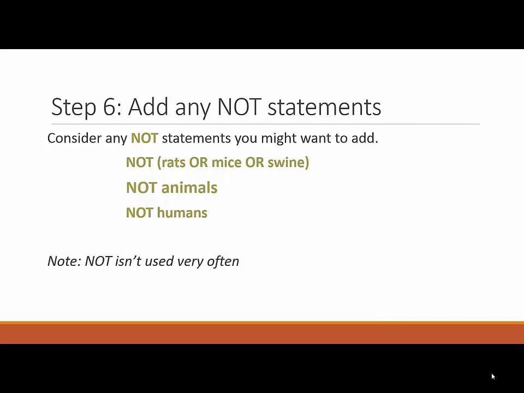Now that we have all the concepts and terms in our search strategy, we can consider if we need to use the term NOT to exclude any results. You don't use NOT very often, and usually you add it after you've run the search when you're examining results and find that you want to exclude specific results that include particular terms. In this example, we could use NOT to exclude either specific animals from our search results or the concept of animals, but it probably isn't necessary for this search.